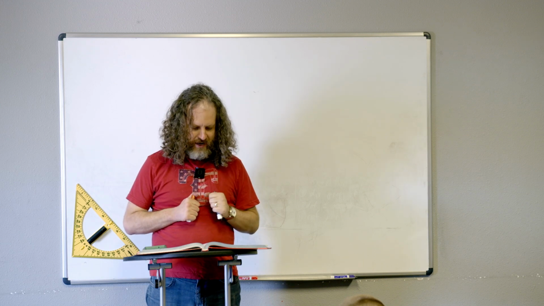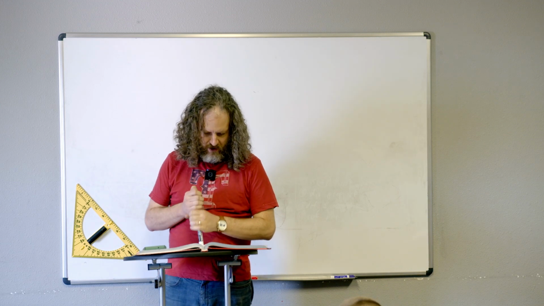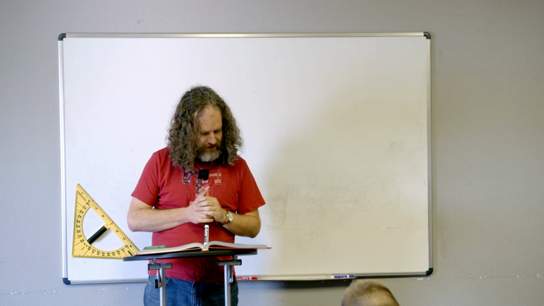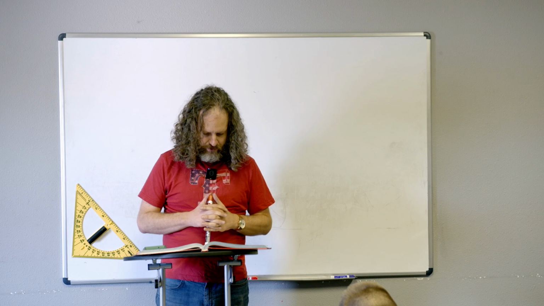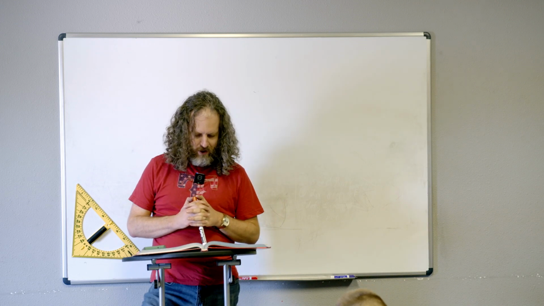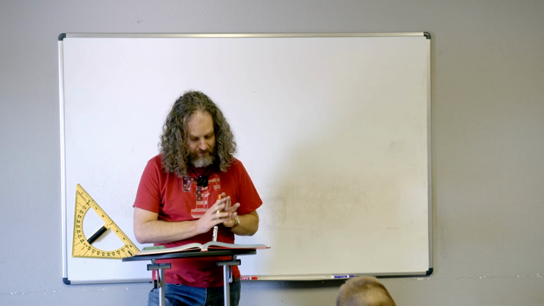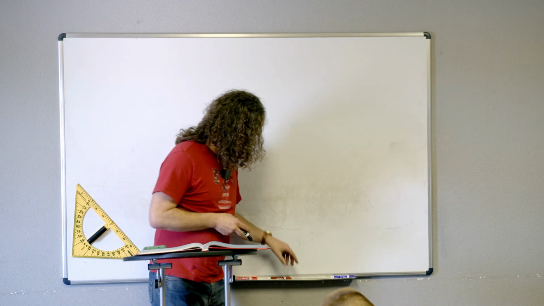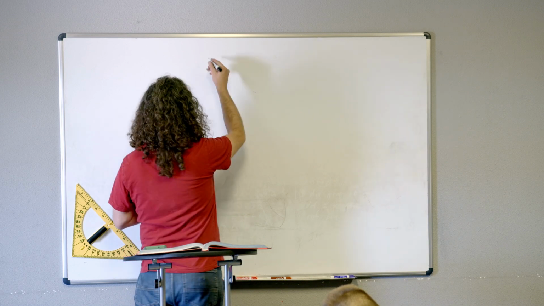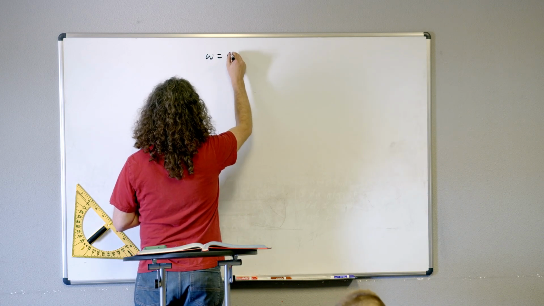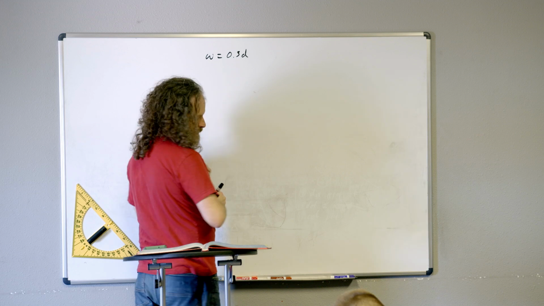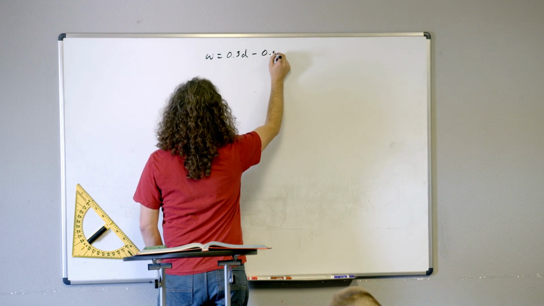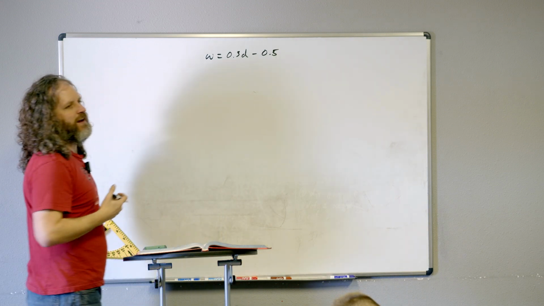Parts of New Orleans lie 0.5 meters or below sea level. After D days of rain, the equation W equals 0.3D minus 0.5 represents the water level in W meters. Find the zero and explain what it means. So they give us the equation, the water level W equals 0.3 times the number of days, D, minus 0.5. So we got to find the zero. So how do we do that?